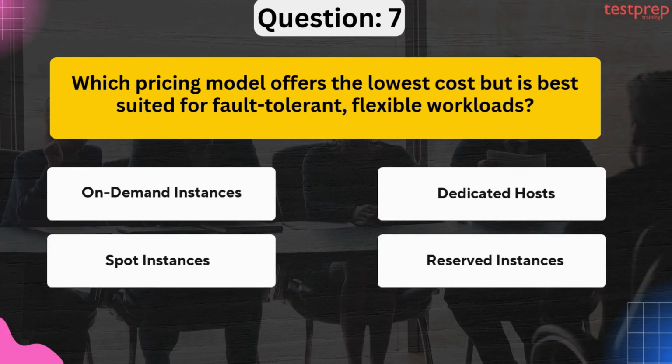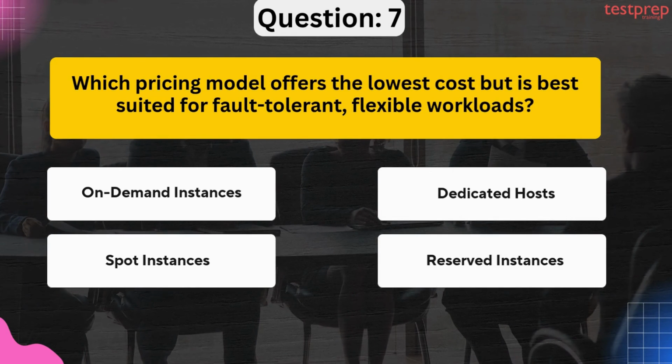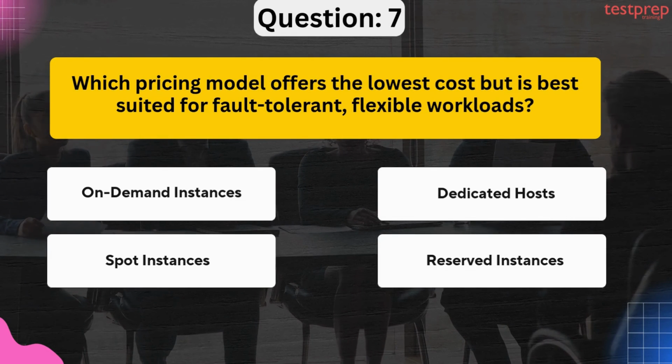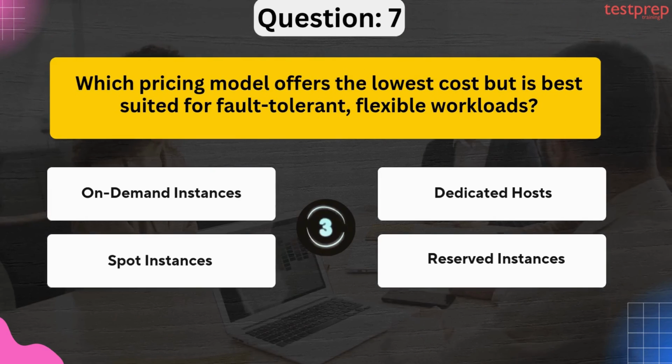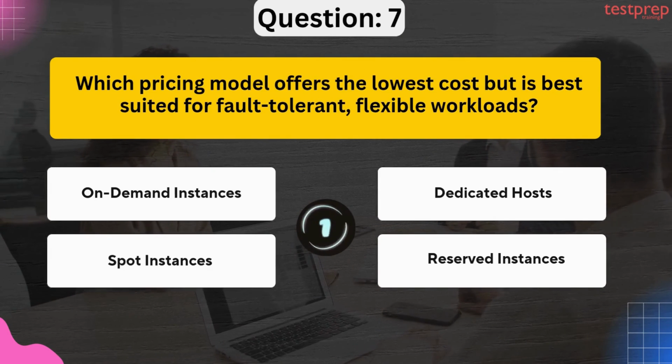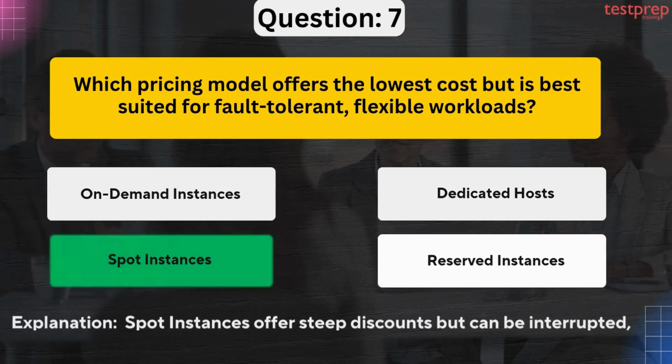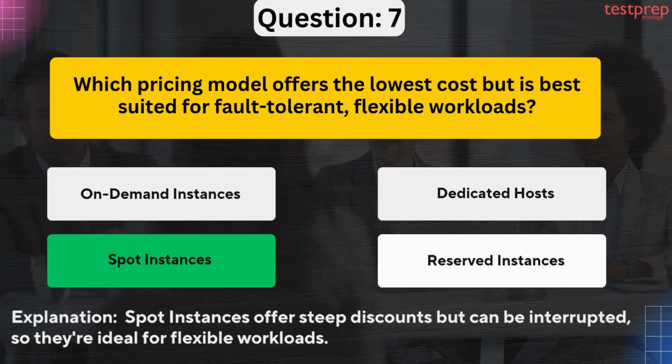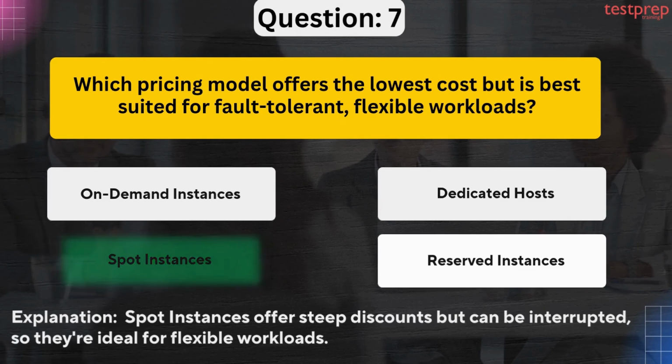Question 7. Which pricing model offers the lowest cost but is best suited for fault-tolerant, flexible workloads? The correct answer is Spot Instances. Spot Instances offer steep discounts but can be interrupted, so they're ideal for flexible workloads.